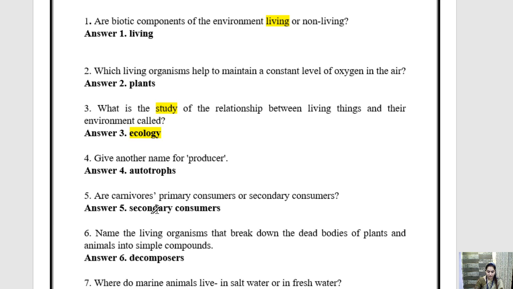Now question 5. Are carnivores primary consumer or secondary consumer? What are carnivores? Primary consumer or secondary consumer? They are secondary consumer. Then what is primary consumer? Herbivores are called primary consumer. Secondary consumer are carnivores. And tertiary consumer? Is there any tertiary consumer? No. So primary is herbivore, secondary is carnivore.